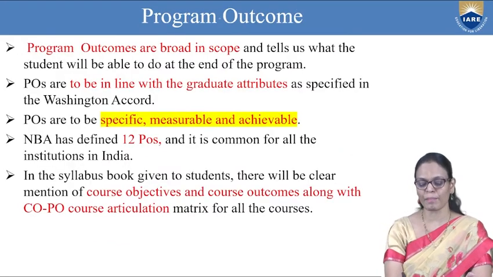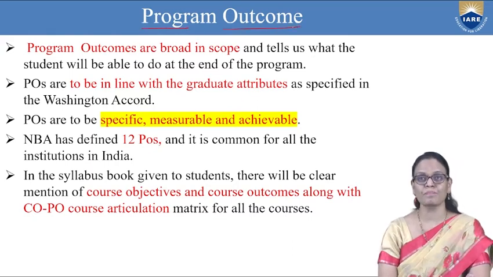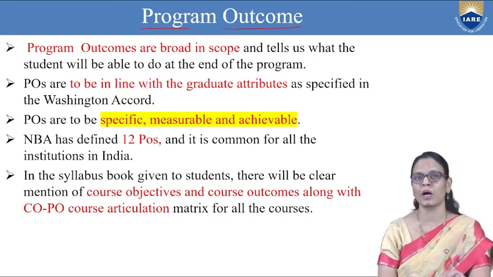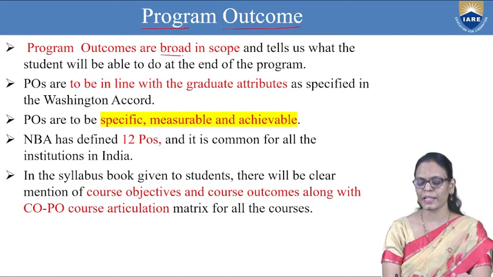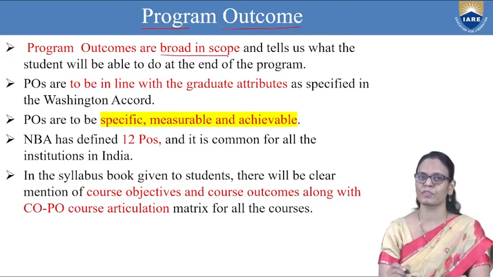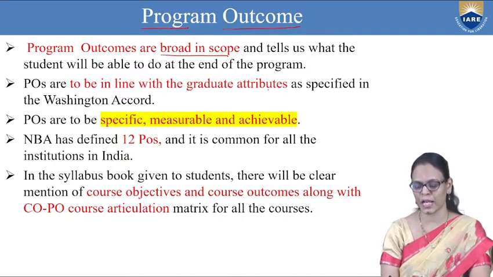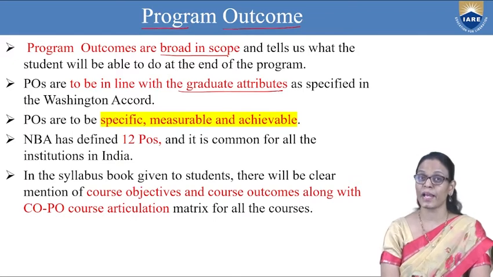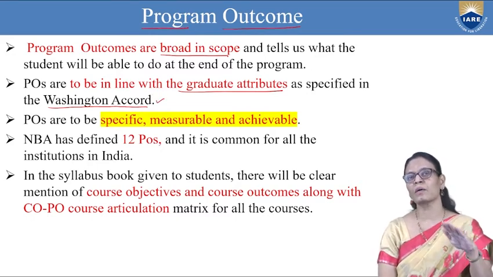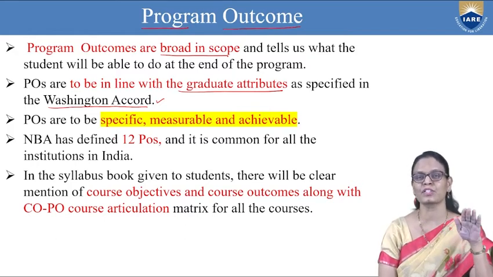Now the next one is program outcome. After the program educational objective comes the program outcome. These program outcomes are broad in scope and they tell us what the student will be able to do at the end of the program. And the POs are to be in line with the graduate attributes, and these graduate attributes are specified in the Washington Accord. I told you this is an agreement between the accrediting bodies to bring everything at the same level at the international level.